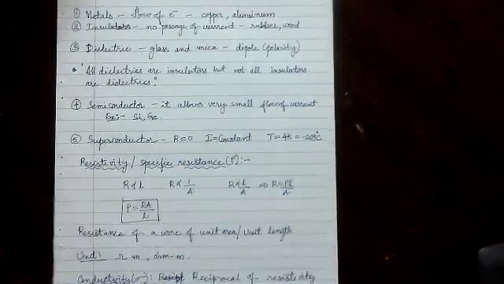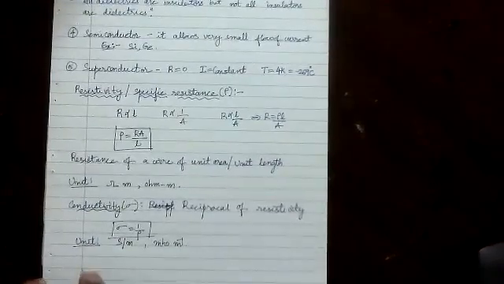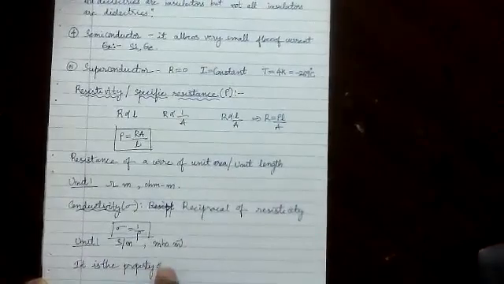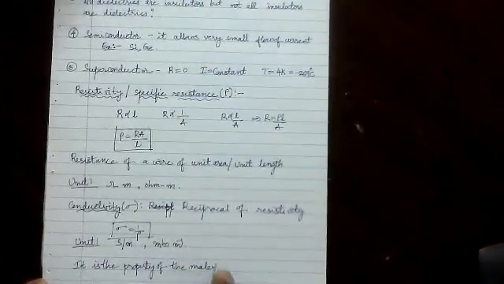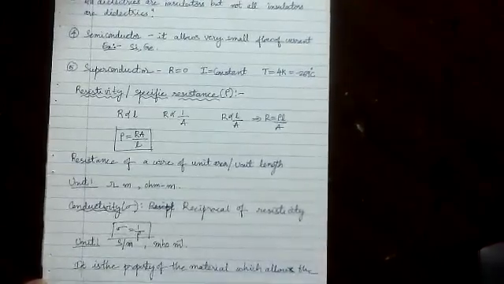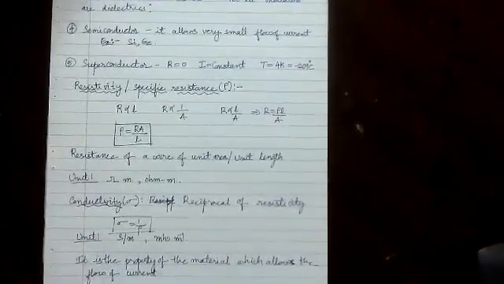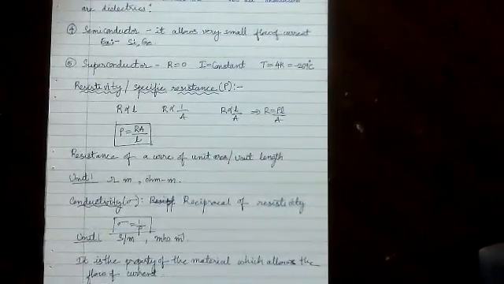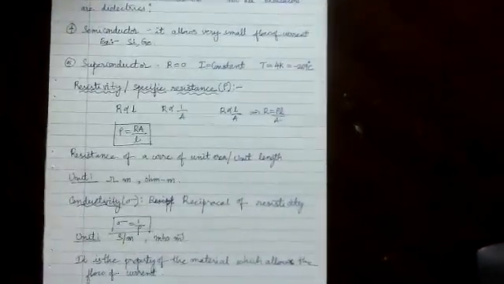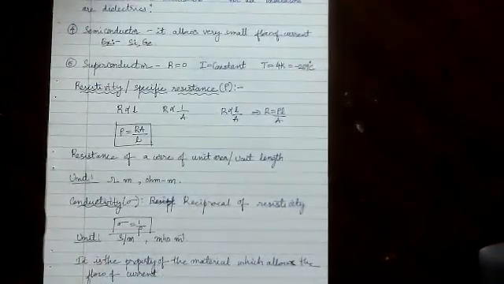Generally, conductivity means the reciprocal of resistivity, or we can also say it is the property of the material which allows the passage of current, the flow of current. Understood? So this is said to be conductivity. Now we will discuss the values for metals, semiconductors, and insulators. Is this clear, all of you? The resistivity.